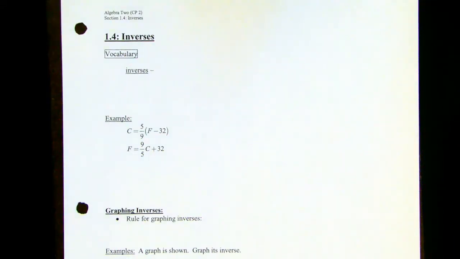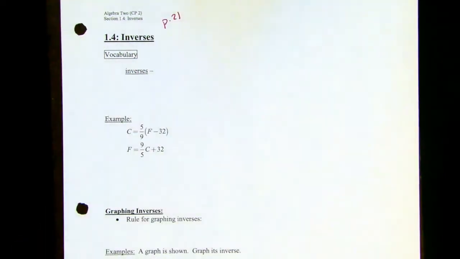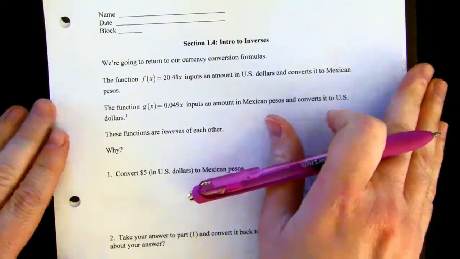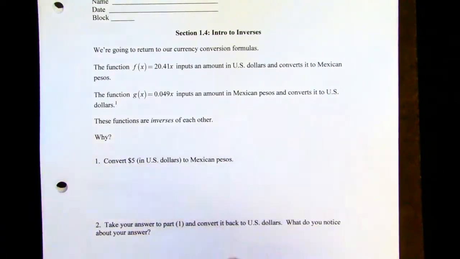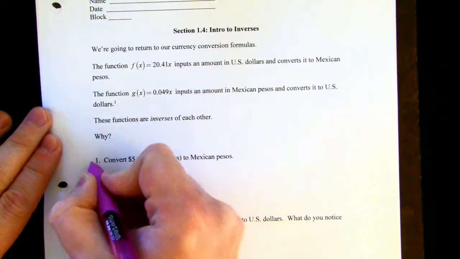Our next piece of understanding functions will be about these things called inverses. In your notes, this is section 1.4, starting on page 21. But before we do that, I'd like to take a look at that sheet that hopefully I gave you in class, and if not, you can find a copy in Google Classroom. Section 1.4, an introduction to inverses. I'd like you to read through the top, and I'd like you to do problem number 1.